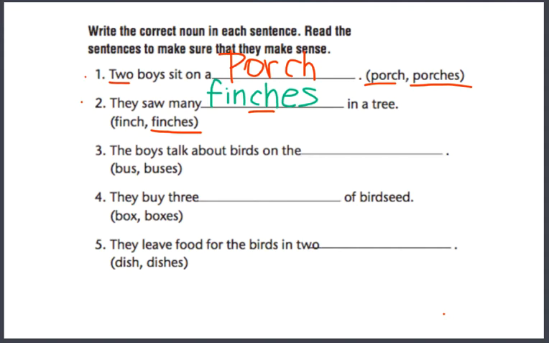Let's look at number 3. The boys talk about birds on the bus. The boys talk about birds on the buses. If the boys are together, are they going to be talking about birds on just one bus together, or are they talking about birds on separate buses? Well, the boys are together, so they are just on one bus. The boys talk about birds on the bus. Remember, we are reading the sentences to make sure that they make sense.